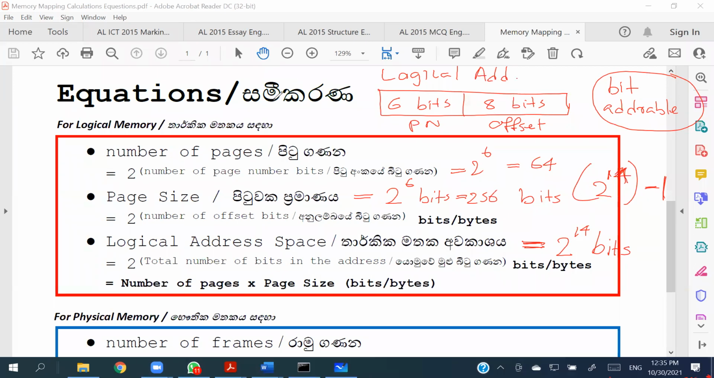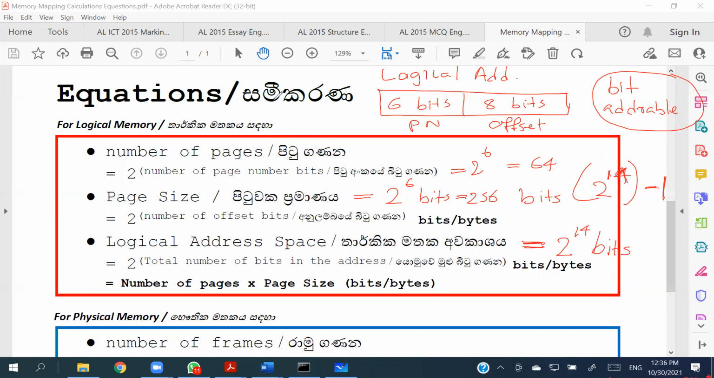Okay, so now I'm going to give you the things going the other way around. Earlier we talked about the logical address and we had the details directly, so we could find the details that we want, like the number of pages and the page size, directly.